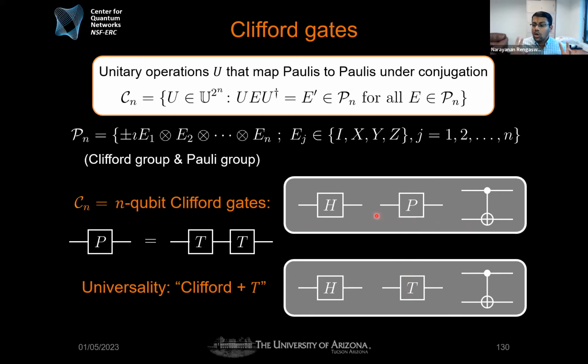So typically the universal gate set that people talk about in quantum computing or quantum networking is called the Clifford plus T gate set, meaning you have the Clifford gates, but you also have the T gate.